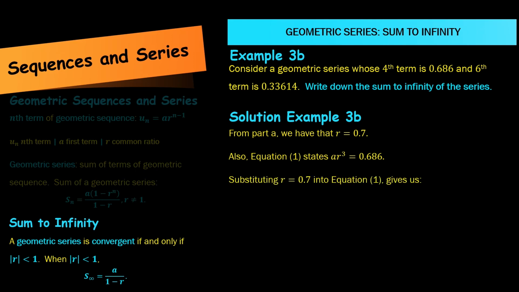So substituting r equals 0.7 into equation 1, as shown here, gives us a times 0.7 cubed equals 0.686. And if we rearrange this, we can solve for a, to give a equals 2.